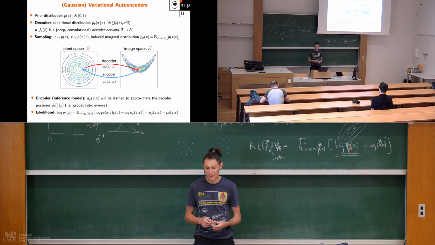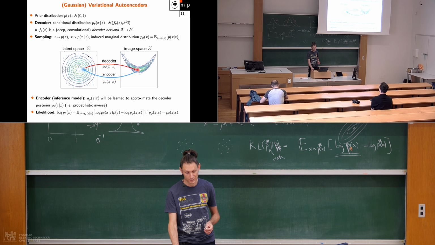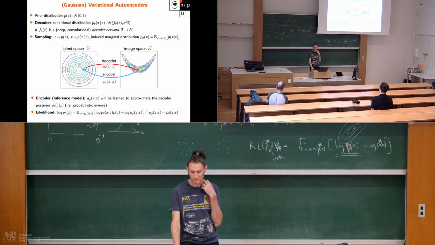So the noise is now injected twice in this model. If you want to generate, you first generate a random point here from a standard normal distribution, then map it here, and then add a little bit of noise to the output. Okay, so this is going to be our decoder. The sampling process is two steps: first sample from the prior, and then sample from this normal.